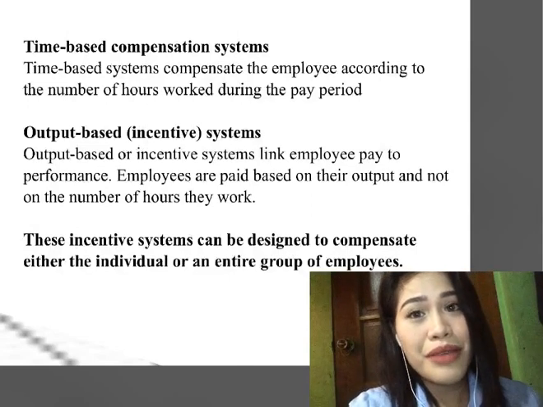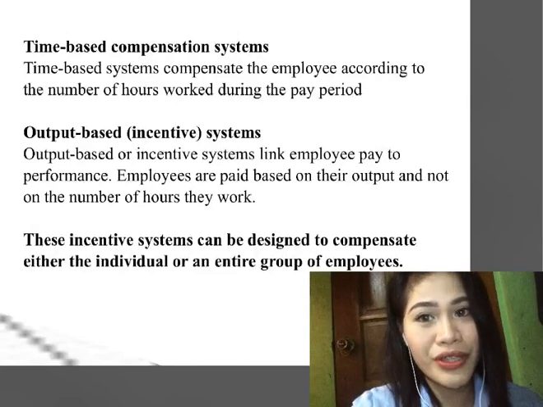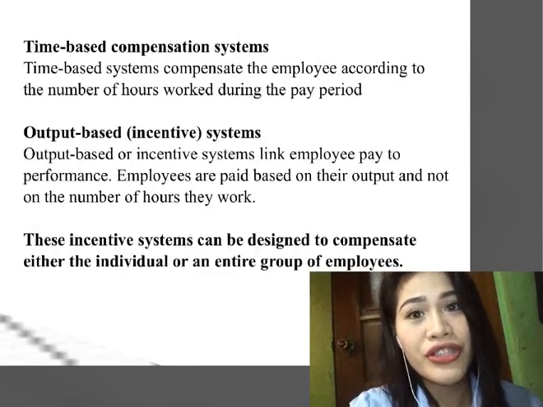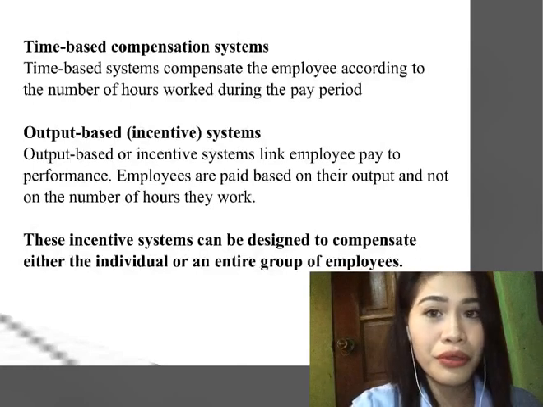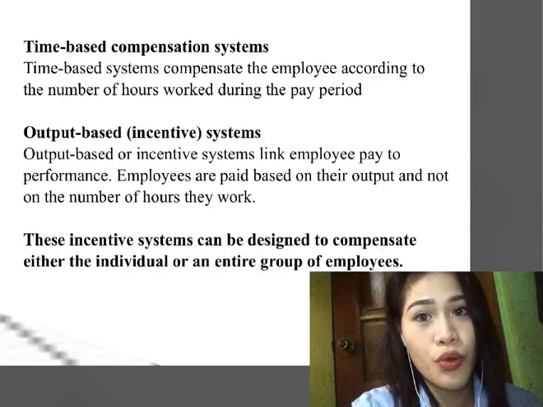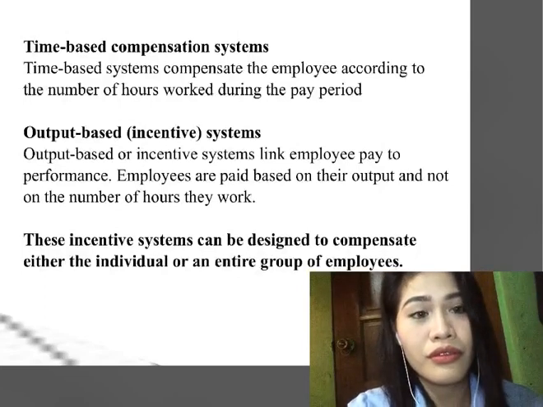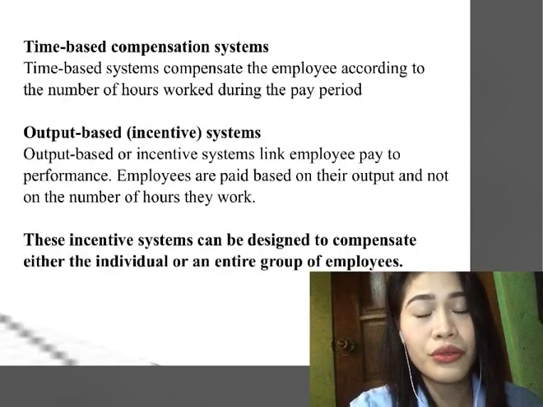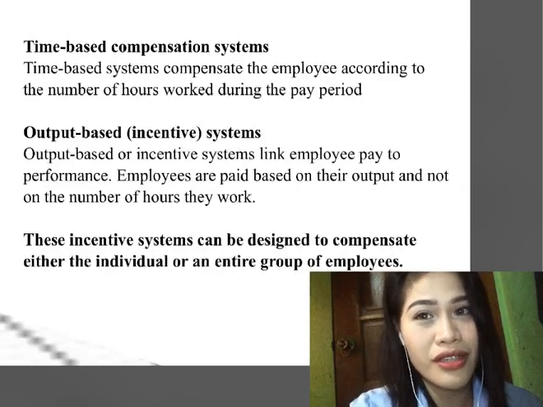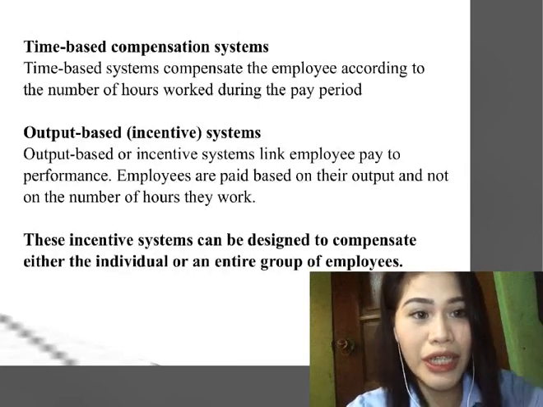The advantage of the time-based system is its simplicity. For the company, wages are easily calculated, and for the employees, the pay is steady and they know what they will get in their regular paycheck. To sum it all up, time-based compensation systems pay based on the number of hours worked.